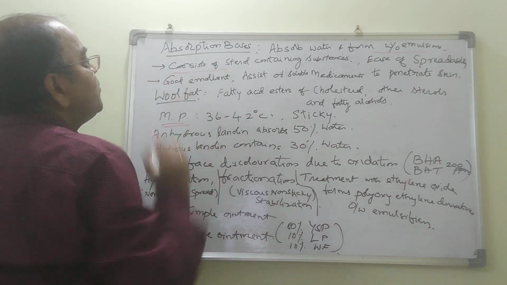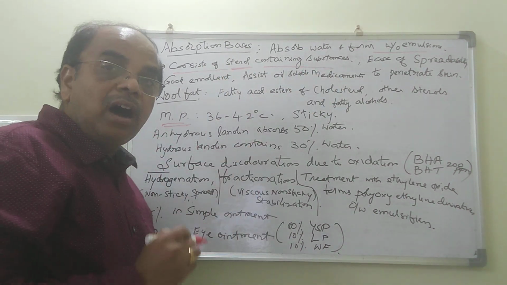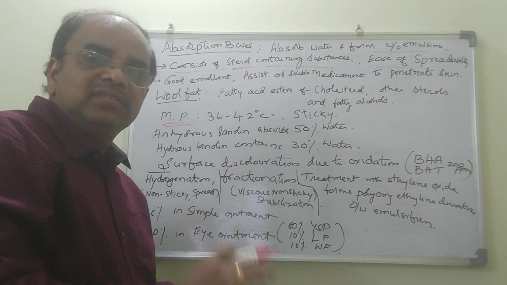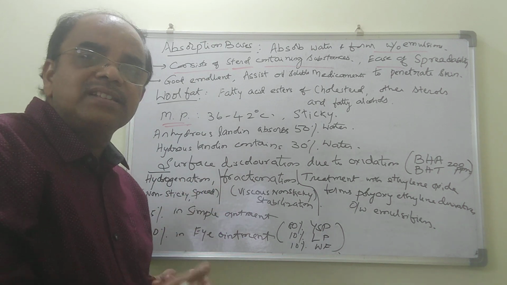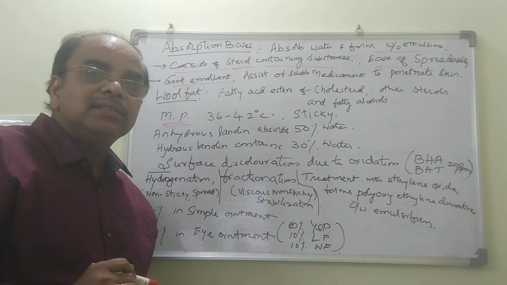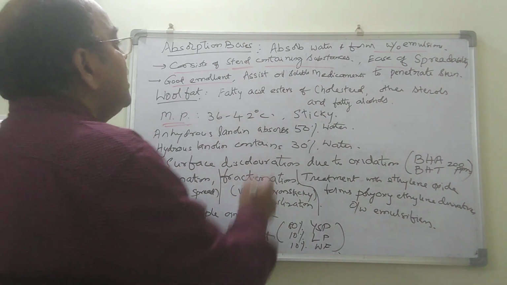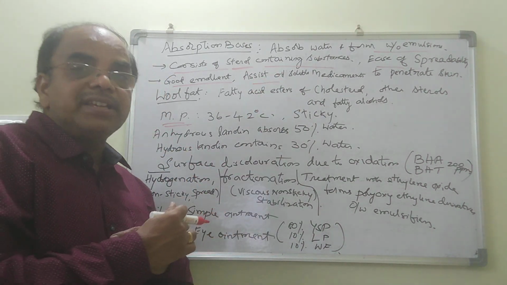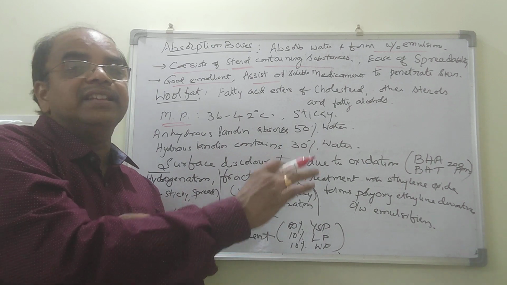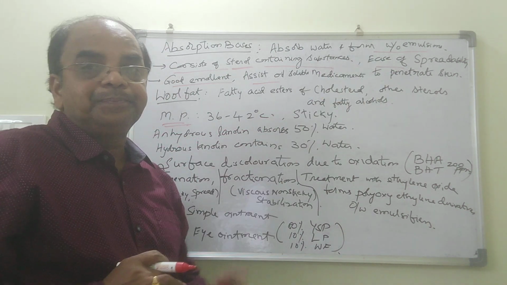What is the absorption base? It consists of sterol containing substances. It has ease of spreadability comparatively when compared to the other bases. Easily we can spread it. And it has a good emollient property. What is emollient? It softens the skin, soothes the skin. And it assists the penetration of the oil soluble ingredients or medicaments through the skin.